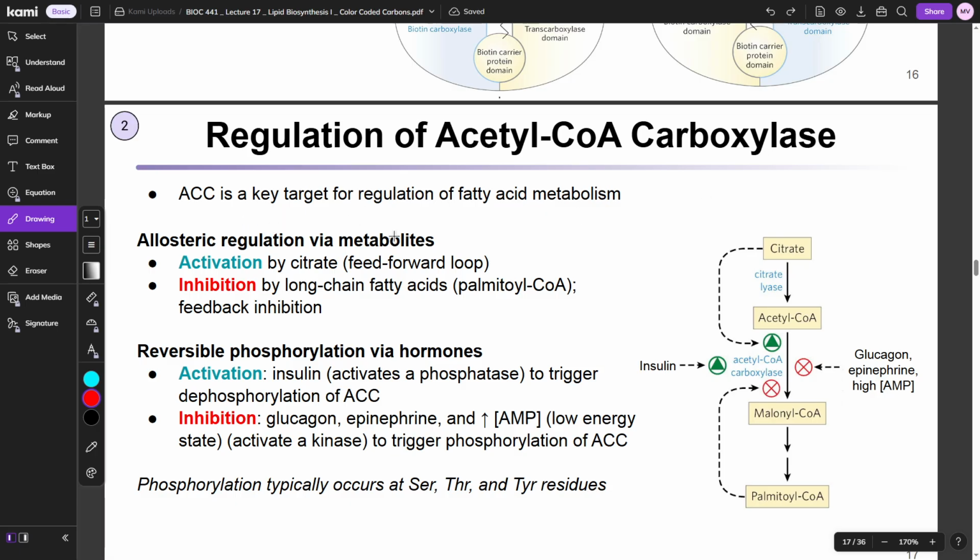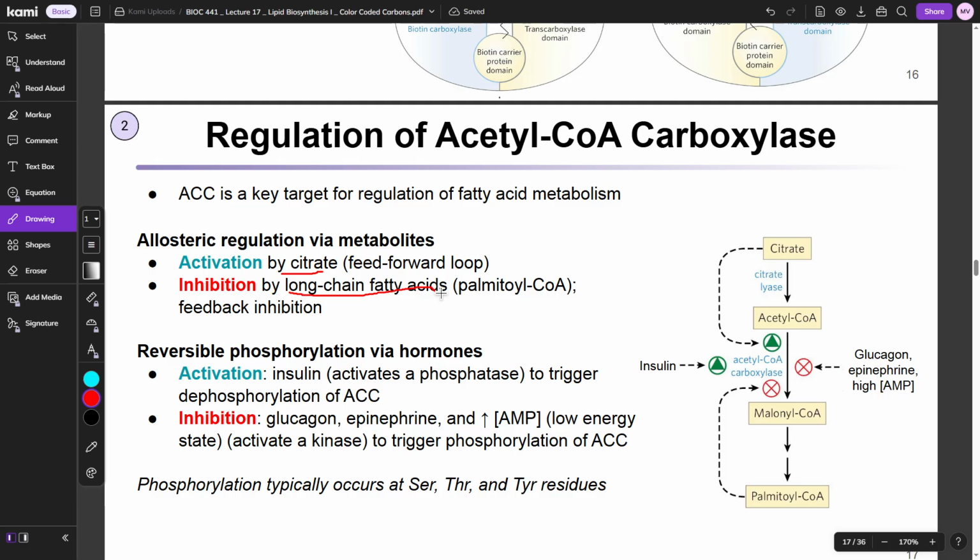So basically, these inhibitions and activations should make a lot of sense. So it's activated by citrate. Makes sense, right? Citrate is a substrate. It's inhibited by long-chain fatty acids. That makes sense. The final product of this reaction is long-chain fatty acids, so it makes sense that they would inhibit it.